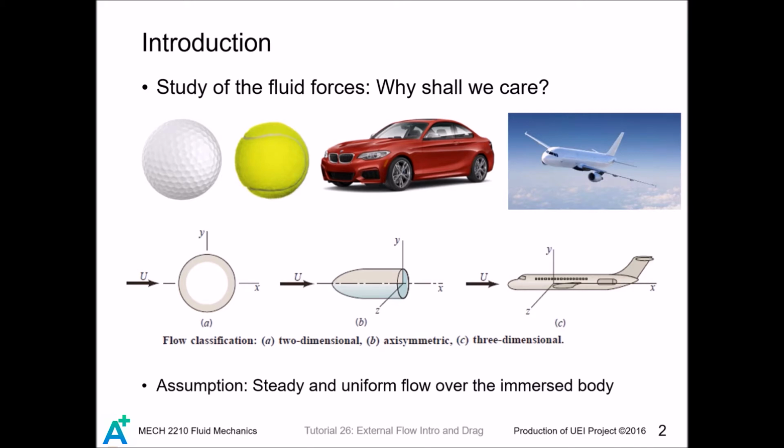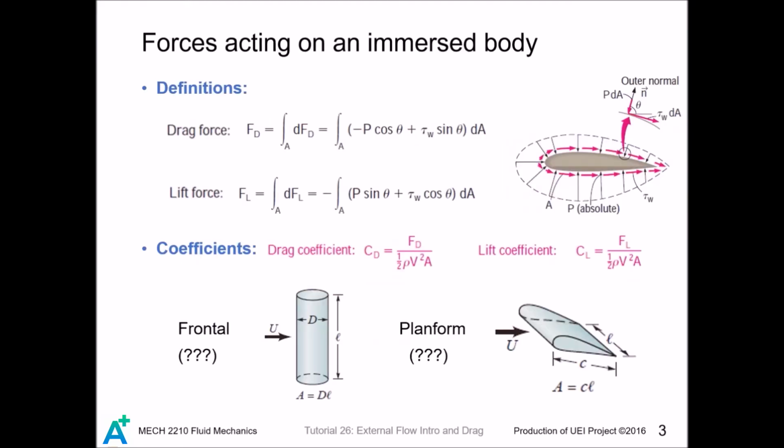Also, in this chapter, we assume that the free stream velocity is uniform and steady. Although this assumption is not true for an airplane, it offers a great simplification. By the assumption, we can now conveniently define the flow direction as the x direction and the normal direction as y. The drag force is just the x component of the equivalent force acting on the body, and the lift is just the y component.